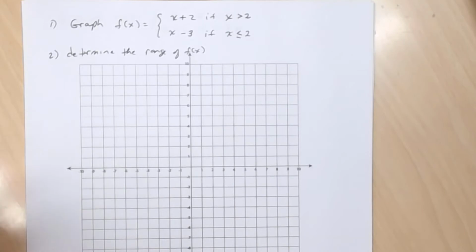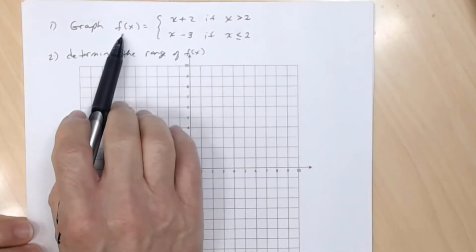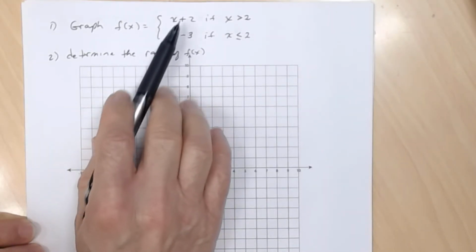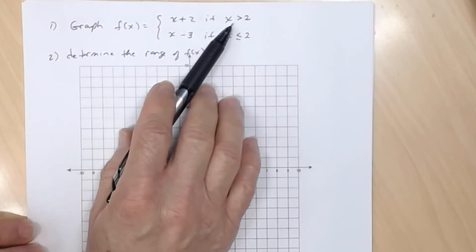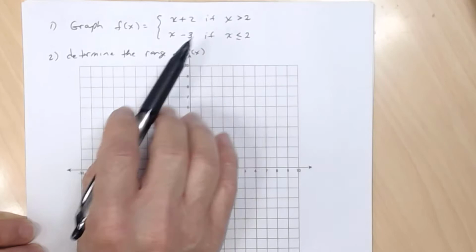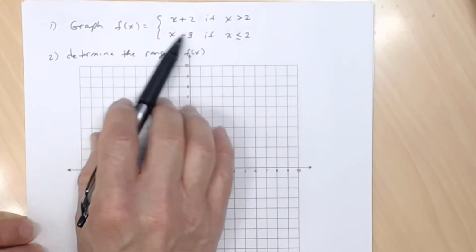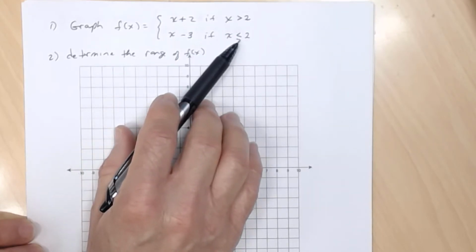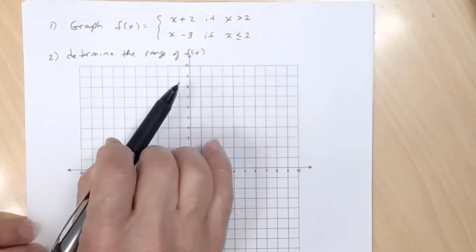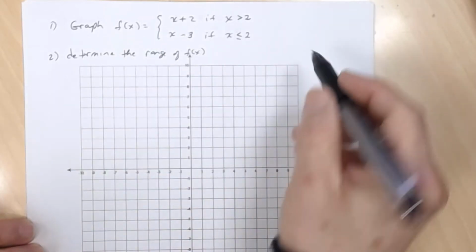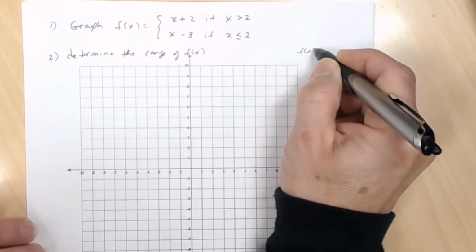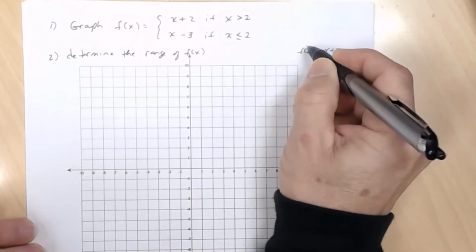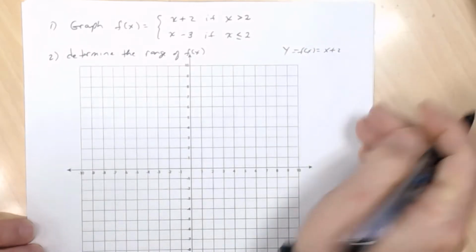Remember, to graph this function f of x, there are two pieces here. You can use this part if the value of your domain is greater than 2, and you're going to graph this part if the value of your domain is less than or equal to 2. All right, so let's look at the first one. First you graphed f of x equals x plus 2, or you could have said y equals x plus 2.